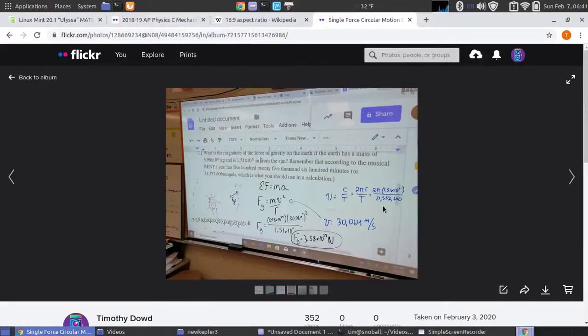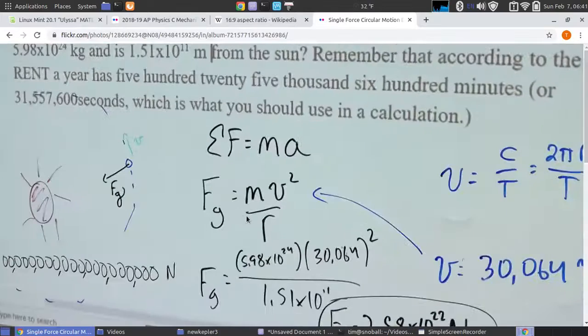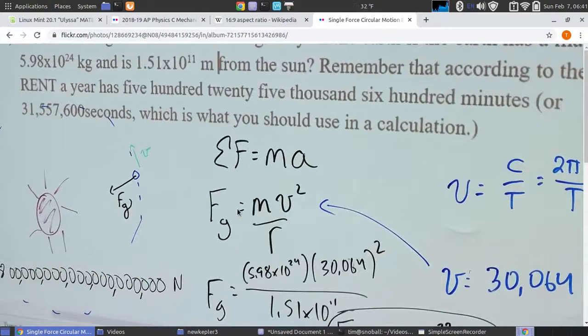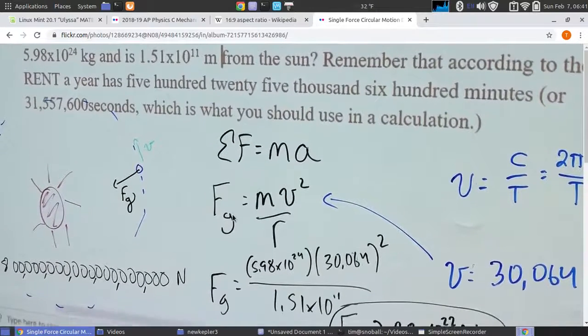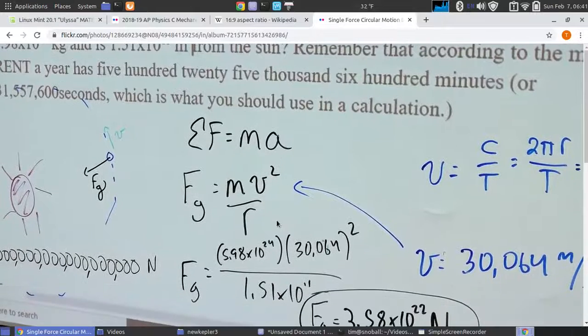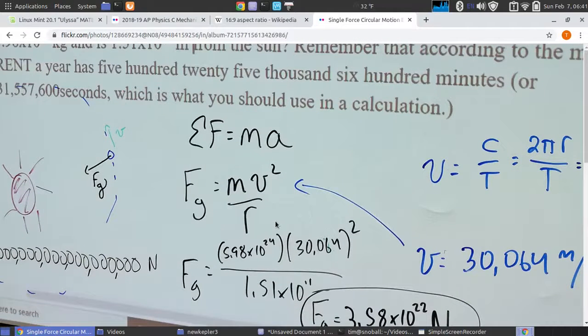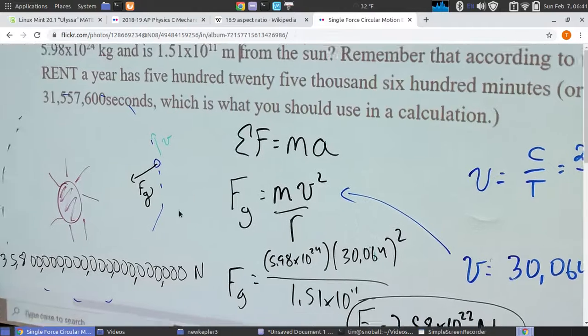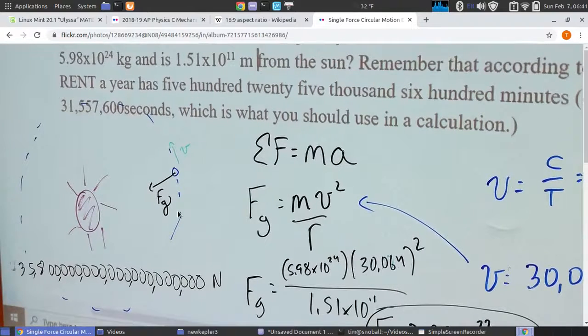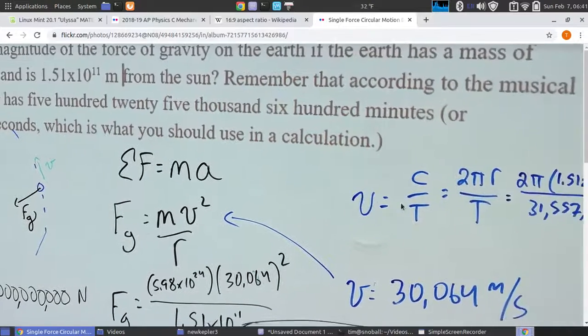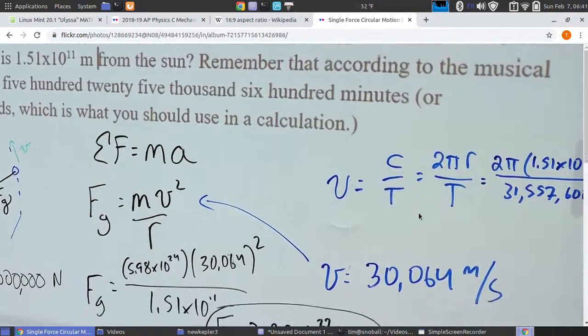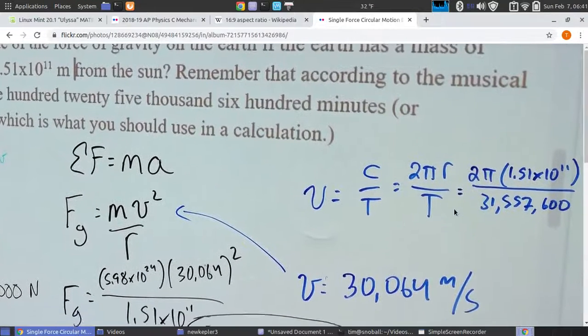All right, welcome back. Hopefully you got a really big number, 3.58 times 10 to the 22. Relatively simple sigma F equals ma problem. We just plug in Fg. The acceleration, of course, is v squared over r since it's circular motion. And the other little trick from this problem was that we assumed that if we're moving in a circular orbit at constant speed, the velocity is the circumference divided by the period, or 2 pi r over T.